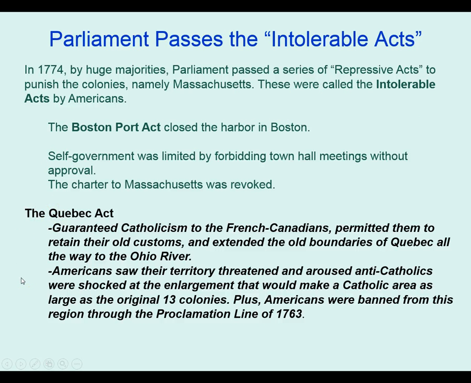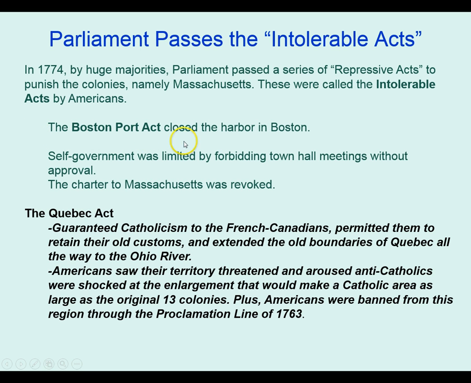As a result of the Boston Tea Party, Parliament decides to implement a punishment on the colonists known as the Intolerable Acts. Okay? Like it says up there, in 1774, as a reaction to the Boston Tea Party, the Parliament passes a series of repressive acts to punish the colonies, namely Massachusetts. These were known by the colonists as the Intolerable Acts. Okay? They followed this portion.